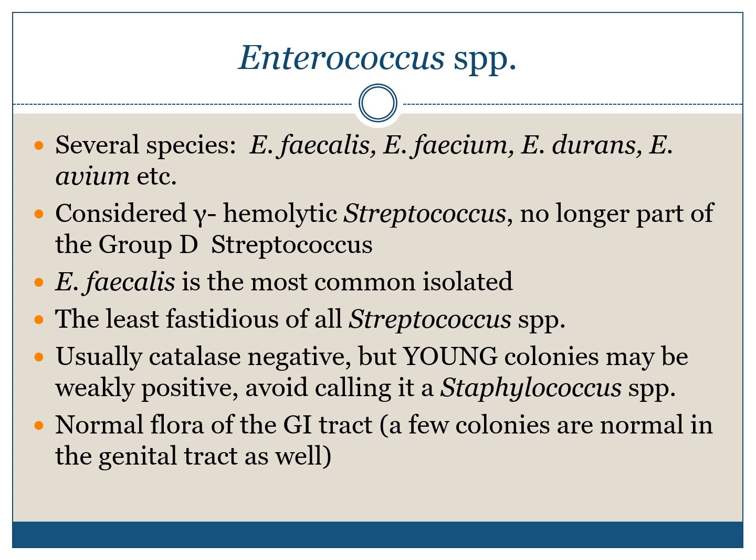However, they can be a weak catalase positive if they are very young. If they're less than 24 hours old, they can be very weakly catalase positive. Now, this can be a problem because we don't want to confuse them with Staphylococcus species. The Enterococcus are normal flora of the gastrointestinal tract. There can be a few colonies that are normal in the genital tract as well, but you do not want a pure culture of Enterococcus in the genital tract. Enterococcus, of course, comes from the gut, so if you have Enterococcus in the genital tract, it may be that it's not normal, and it actually comes from stool contamination.